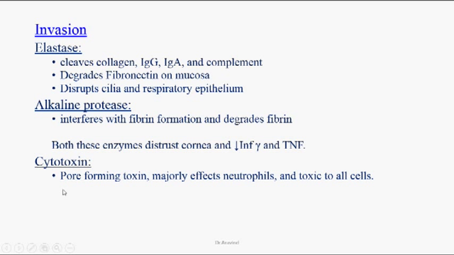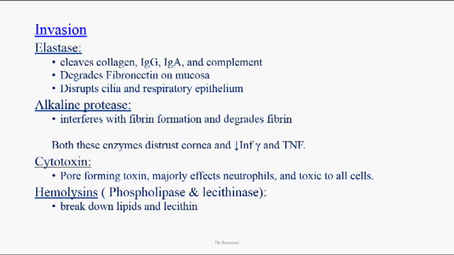They can secrete cytotoxins, which is a pore forming toxin, majorly affects neutrophils, and this cytotoxin can be toxic to the majority of the mammalian cells. These organisms can secrete two hemolysins. One is phospholipase and the other one is lecithinase. These two hemolysins can damage the red blood cells and other epithelial cells, by breaking the lipids and lecithin on the membranes of mammalian cells.